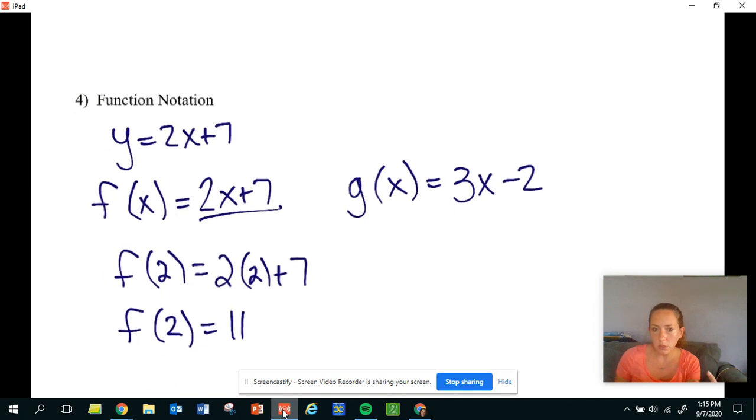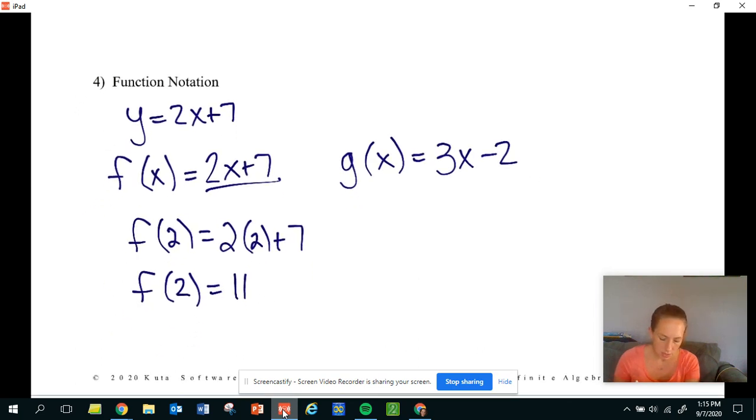So if you were looking at a graph of this, one point on this function would be the point 2, 11, because 2 was my input or my x, and 11 was my output or my y.